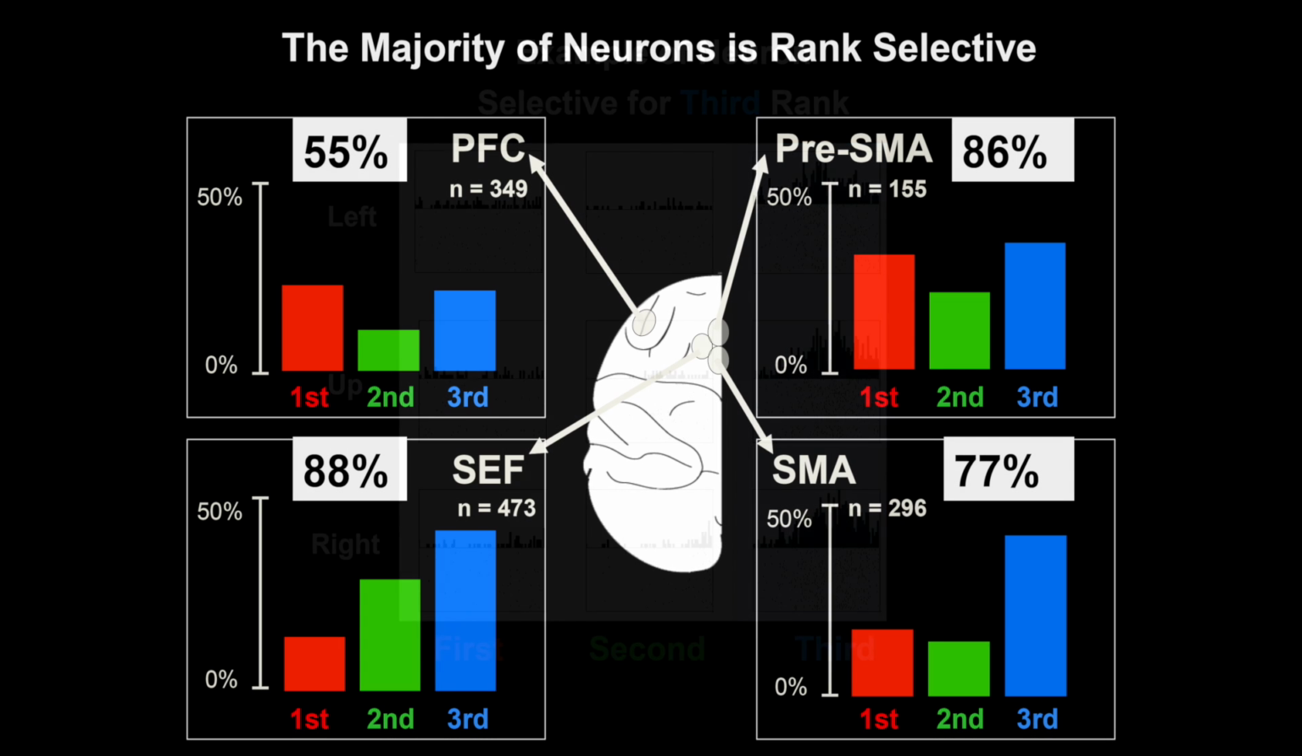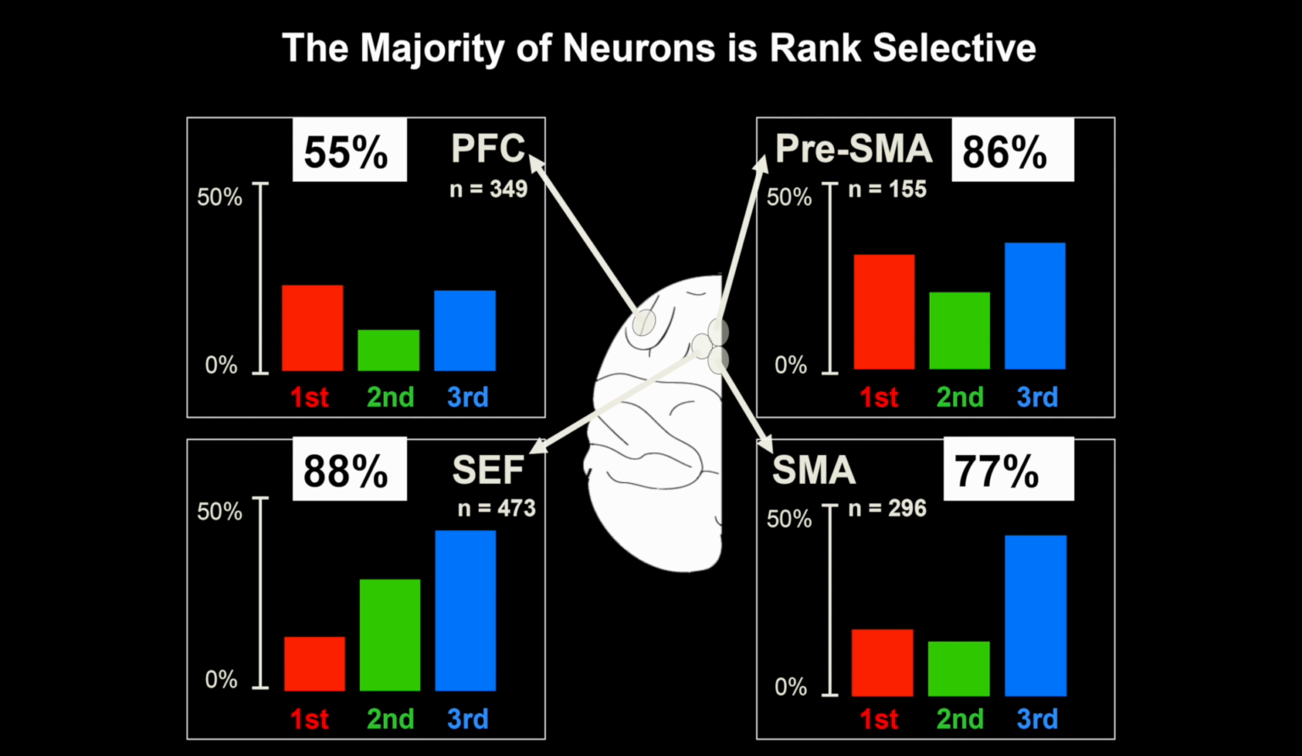Let's see. Let's start with the area SEF, supplementary eye field. And what I'm going to show is the overall number of neurons recorded in the area, shown here. The proportion of neurons which signal first rank among the recorded neurons are shown as a red bar, second rank as a green bar, and the third rank as a blue bar. The overall proportion of rank-selective neurons in the given area is shown on the top of the graph. As you can see, in this particular area, the majority of neurons signaled rank.